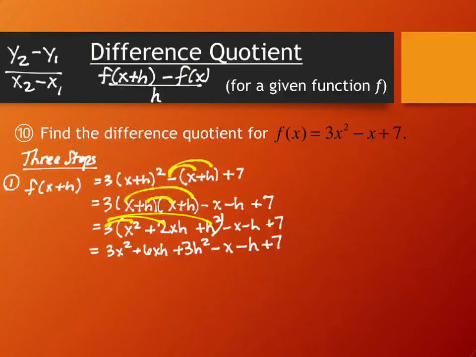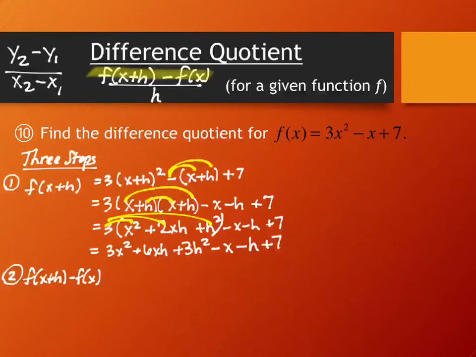Our problem's asking us to do more than that. It's asking us to find a difference quotient. So we've done the first step of the 3 steps. Step number 2 is f of x plus h minus f of x. In other words, it's the entire numerator.